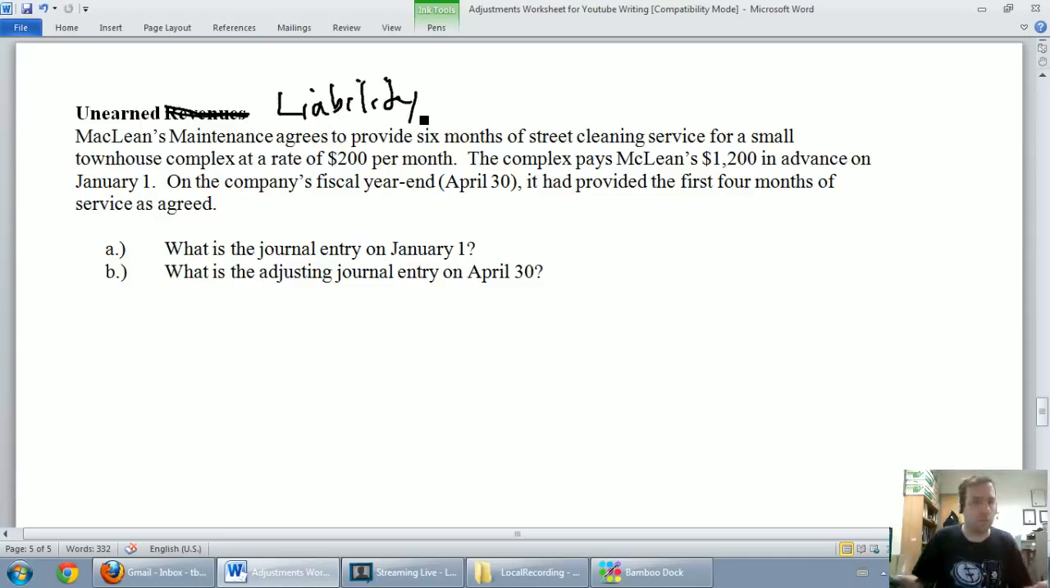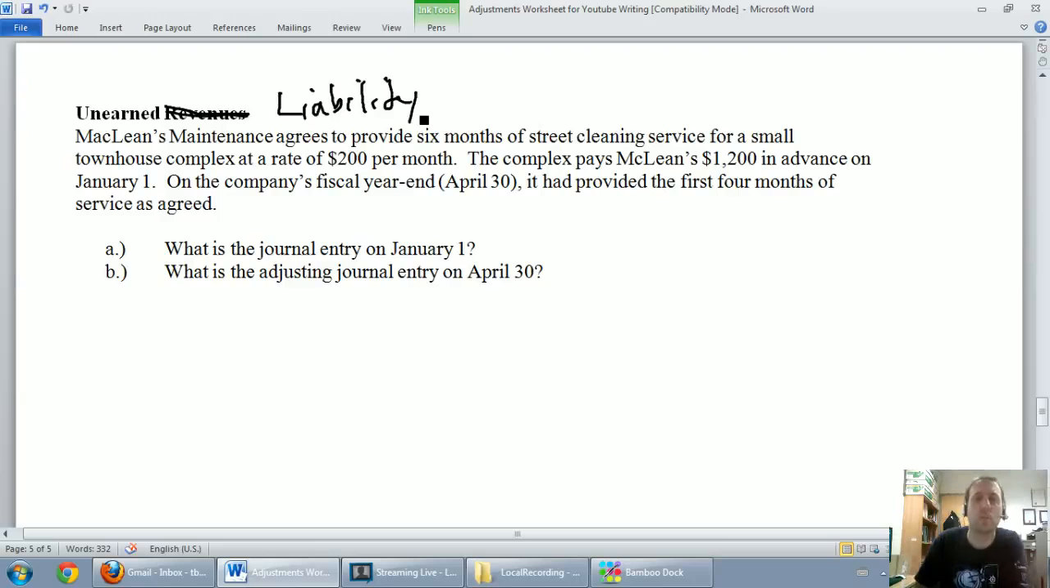So what I'd like to do is go through this problem, and we'll look at how it works. It says McLean's Maintenance agrees to provide 6 months of street cleaning service for a small townhouse complex at a rate of $200 per month. The complex pays McLean's $1,200 in advance on January 1st. The company's fiscal year end is April 30th, and at that time it had provided the first 4 months of service as agreed. So record the journal entry on January 1st and the adjustment on April 30th.